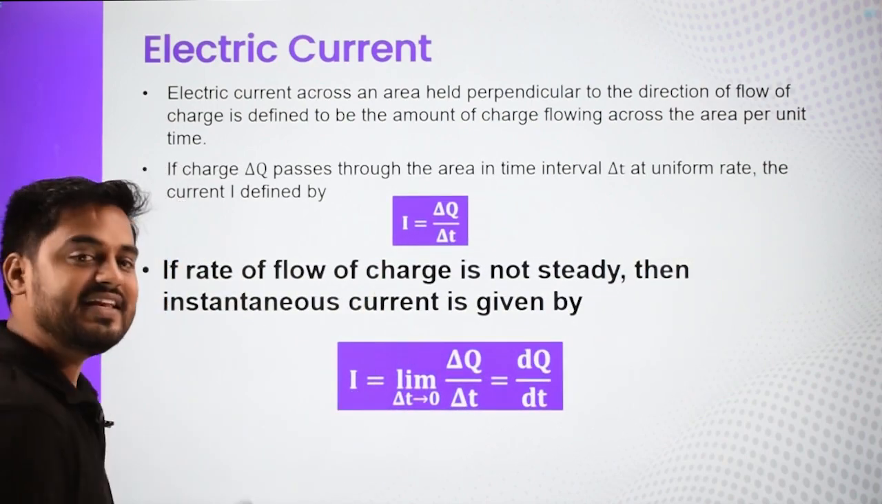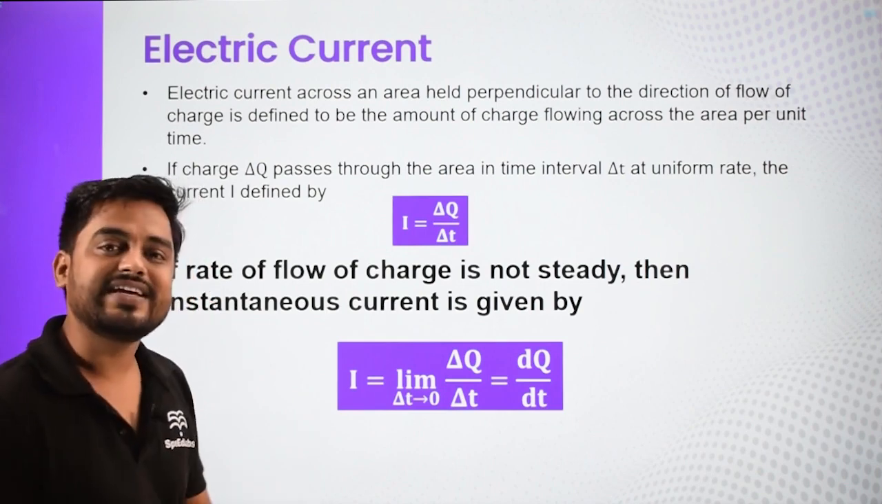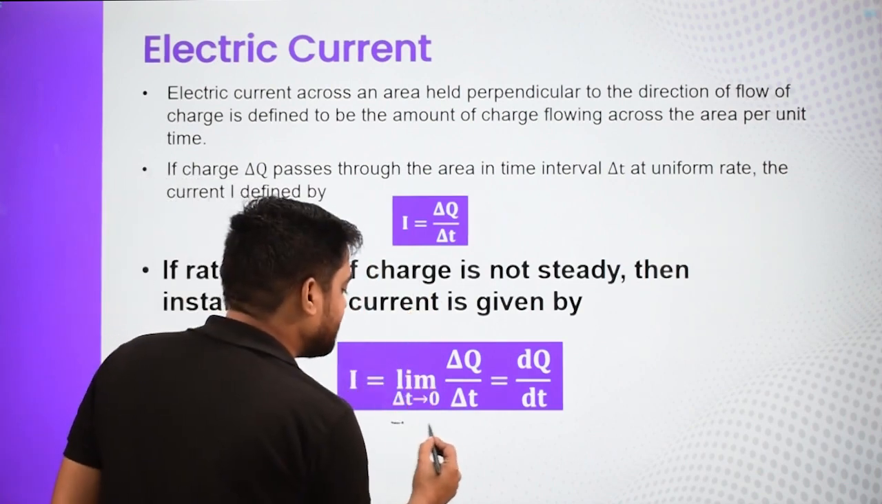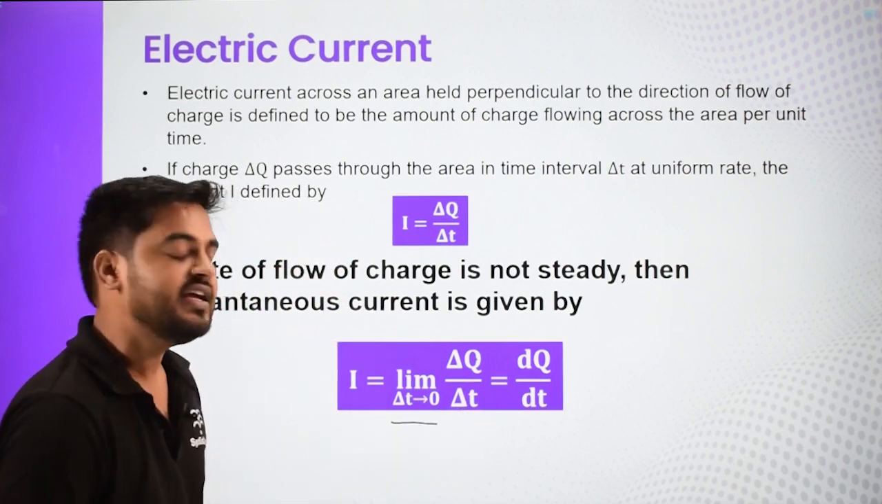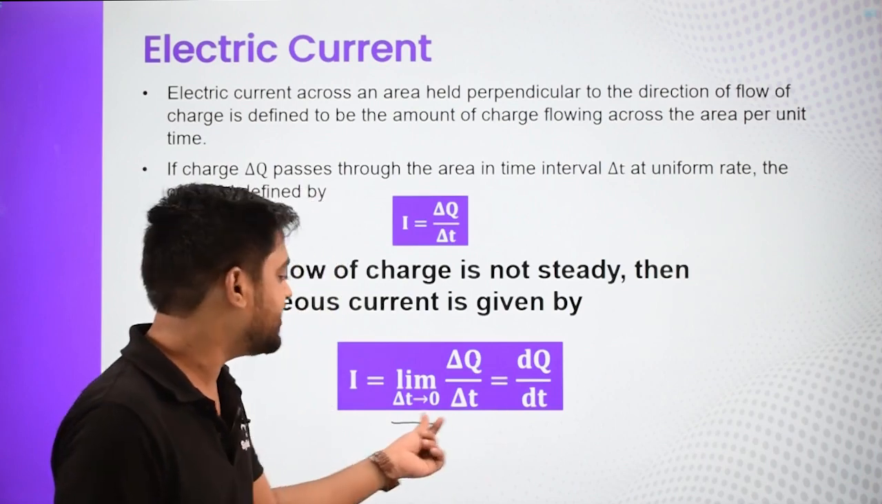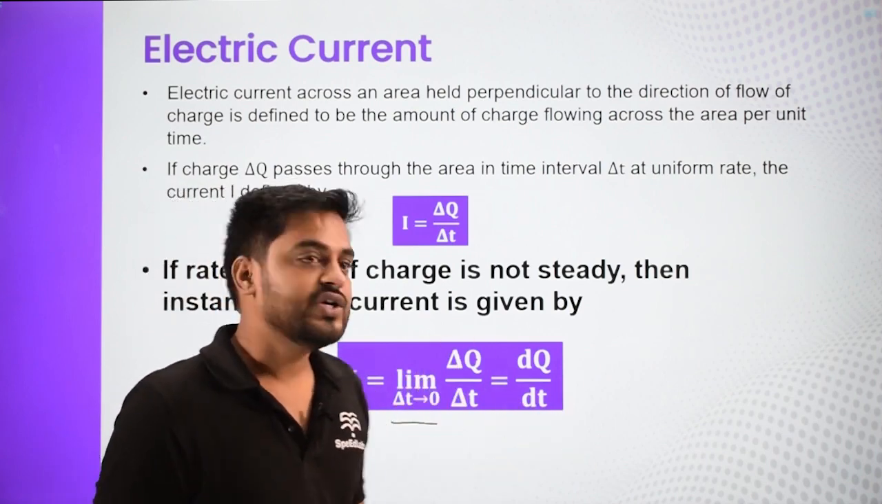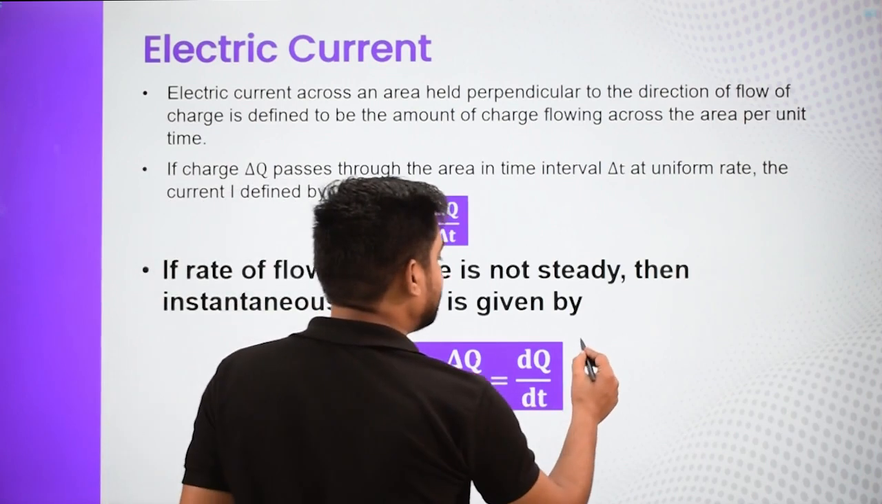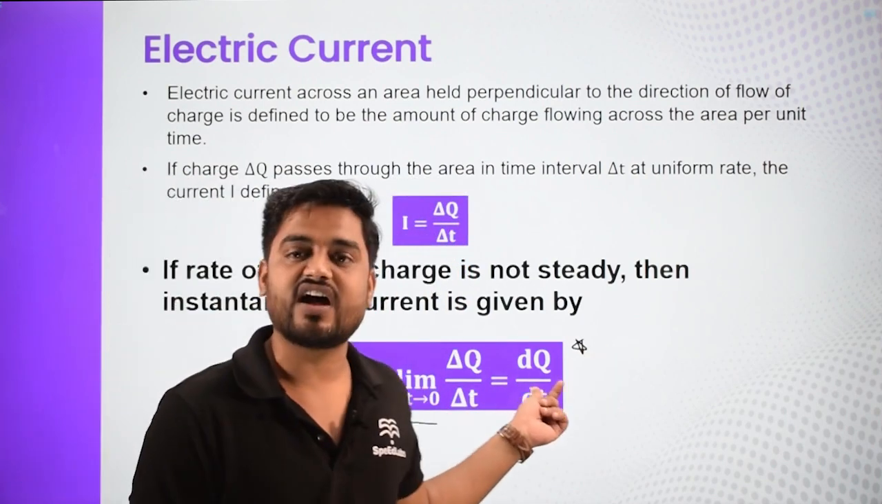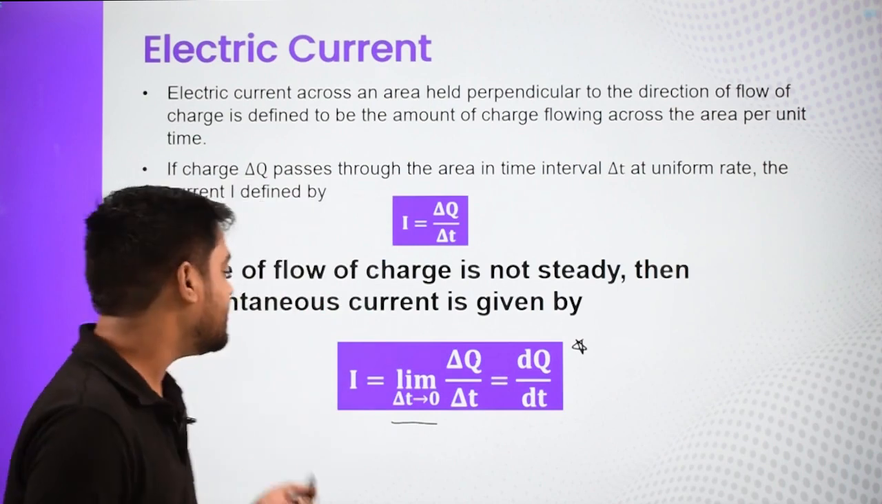While if we are talking about instantaneous current, then it is defined as limit delta T approaches 0, delta Q by delta T. And eventually, when delta T is approaching 0, this becomes dt and this becomes dq. So this is the formula which we need to remember, that I is nothing but dq by dt. If you differentiate charge with respect to time, you get the current.